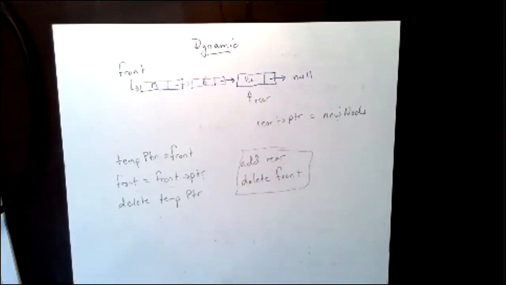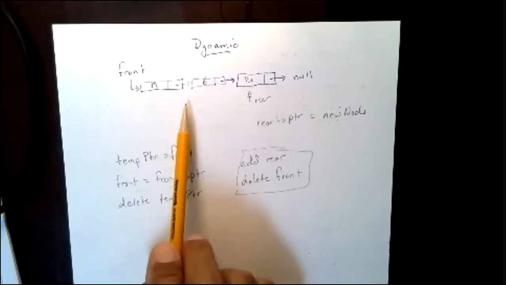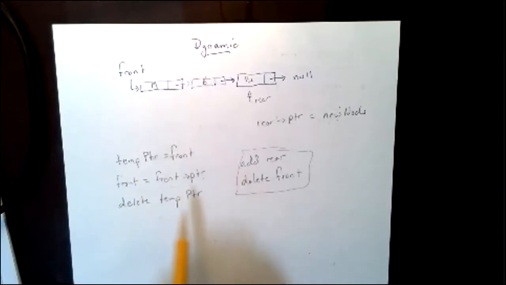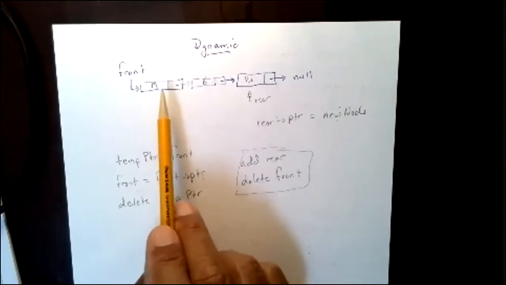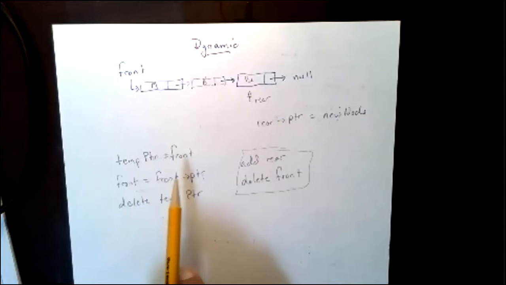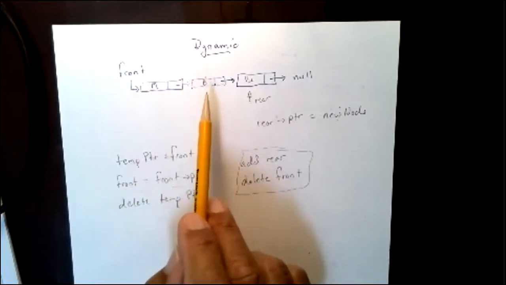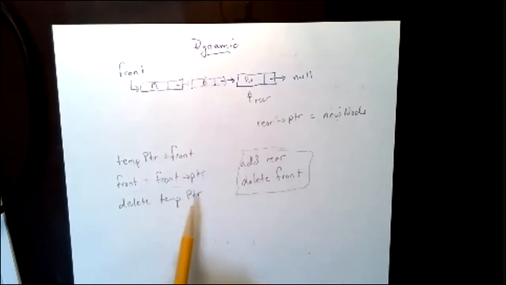So now finally this delete comes into play and becomes important, because these nodes could be huge and we want to delete it. So I'm going to put in a temporary pointer to what front points to, which is the M. Front gets the value of front pointer, so it now points to B, and then I'm going to have a delete to delete that temp pointer.